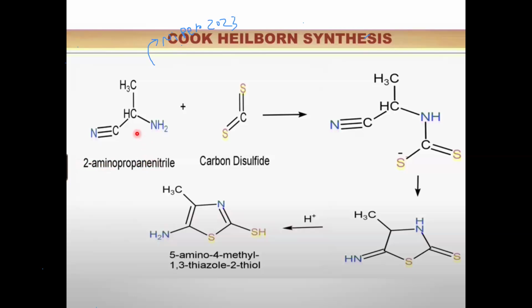Okay. So 2-amino propane nitrile will react with carbon disulfide in presence of H plus. Wherever H plus is written in a reaction, as I have told, it means it's in the presence of a strong acid, right? And it will give you a substituted thiazole ring, right?